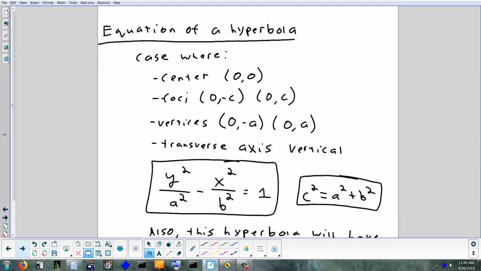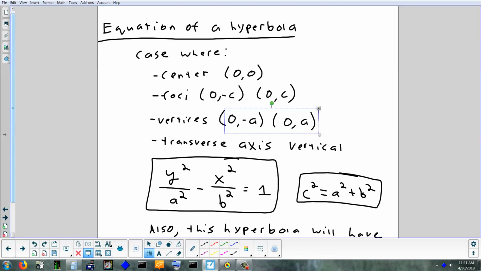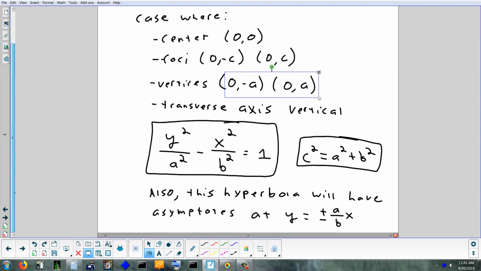Okay, so now this is the other case of the hyperbola where everything is up and down. So C units below and above for the foci, A units below and above for the vertices. The center is still 0, 0. That's the same. C squared equals A squared plus B squared. That's the same. Now, I already showed you, but does anyone remember what the slope was when it was vertical? A over B. Vertical was A over B.